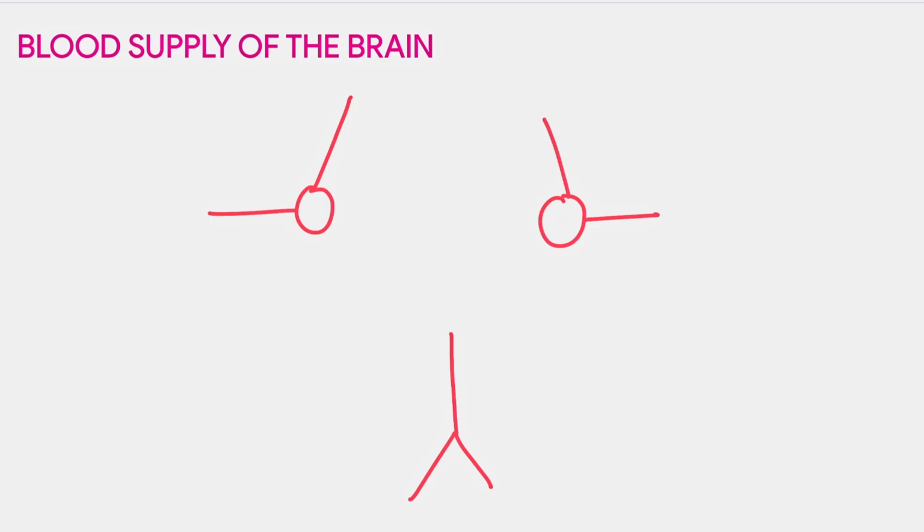Now, the basilar artery, which we just discussed, continues as the posterior cerebral artery. Now, between the internal carotid artery and the posterior cerebral artery, there is the posterior communicating artery. And between the two anterior cerebral arteries, there is the anterior communicating artery.